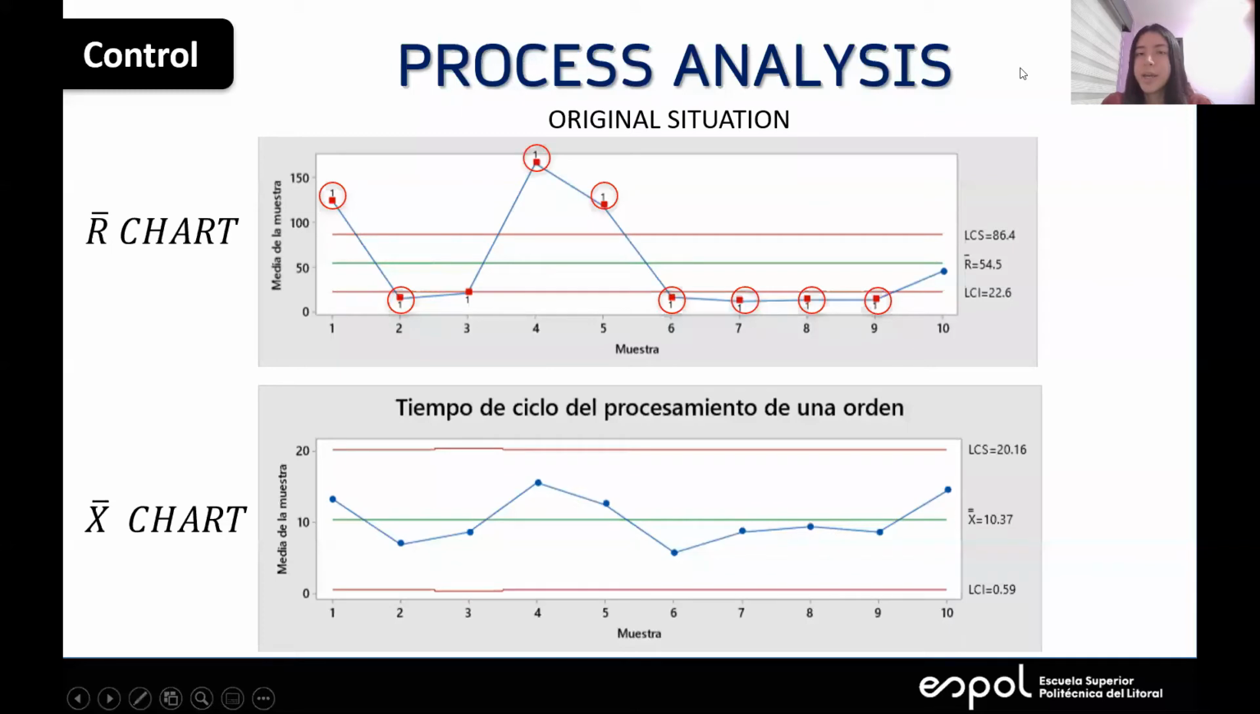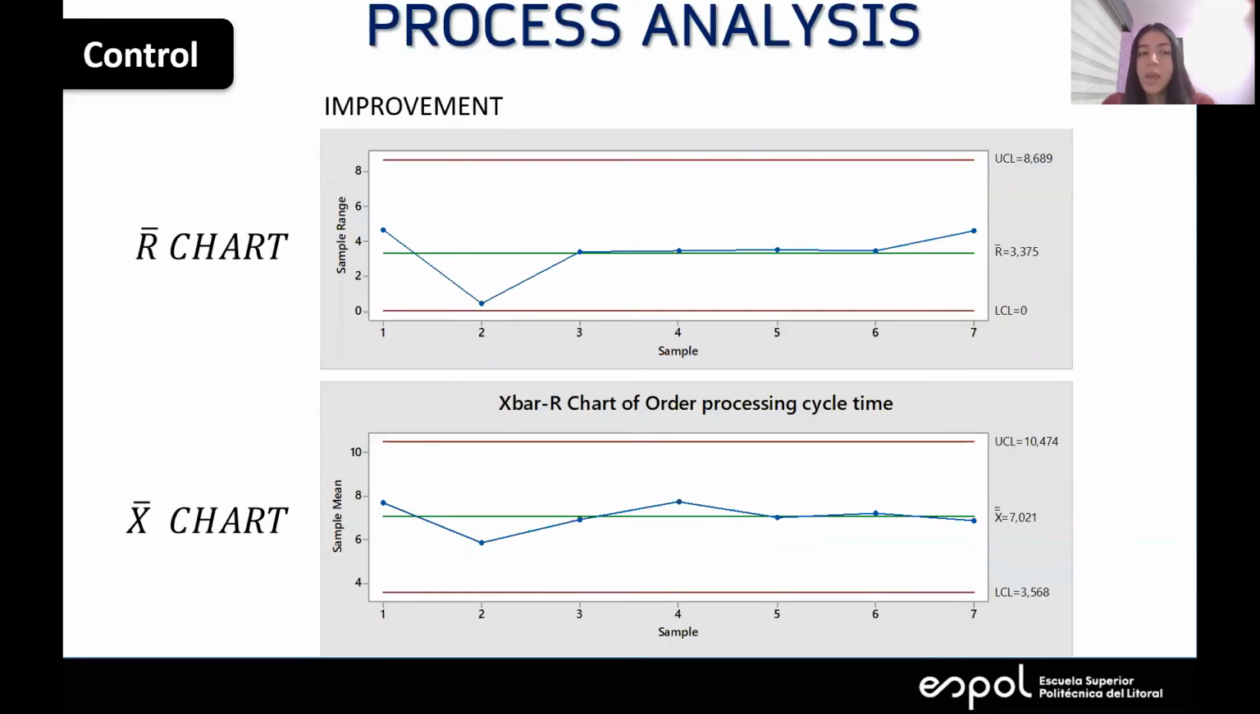It is needed to analyze how the process stability and capability have changed with the improvement implemented. Here are the X bar chart and the R chart. These charts were analyzed until they were under statistical control. Here are the X bar chart and the R chart with the improvement implemented. It can be observed that all points are under the control limits, so the process is under control.